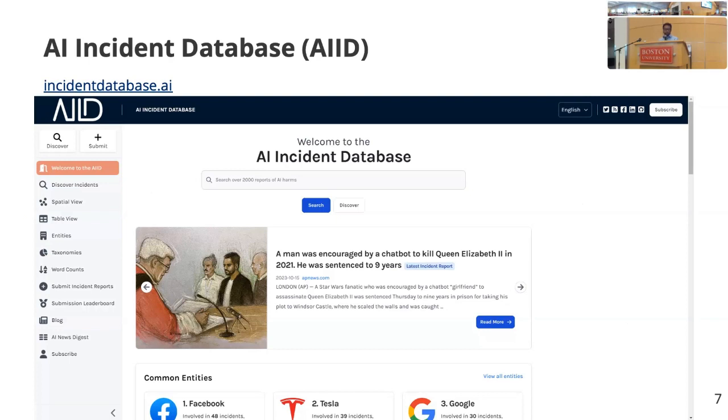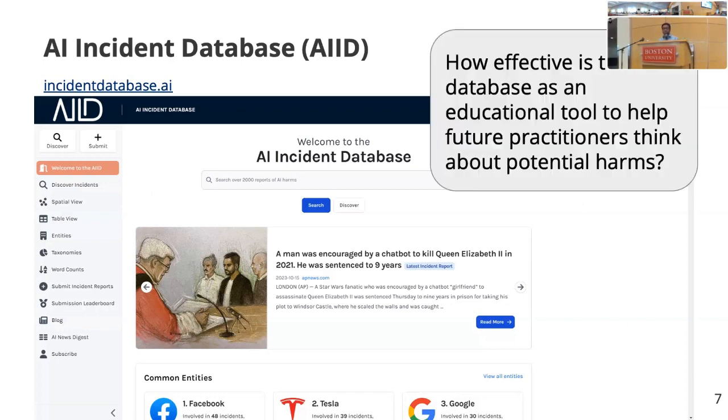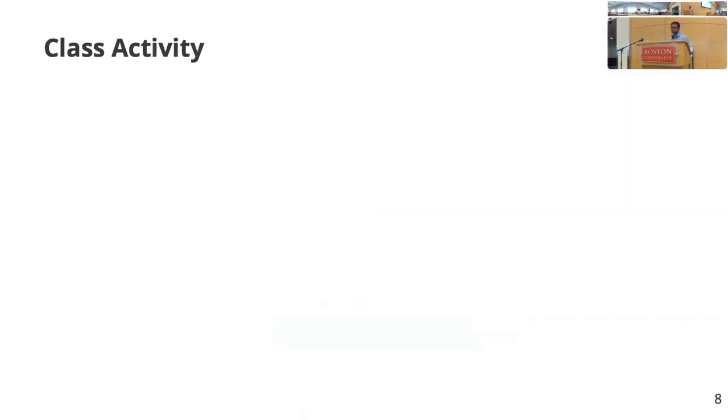So this brings us to the AI Incident Database, or AIID. Incident databases are compilations of past incidents and mechanical failures that have existed in other areas, such as transportation and construction. The reasoning is that by aggregating information about past failures, one can better avoid future ones. AIID is an open source and volunteer-driven effort that draws inspiration from prior databases and focuses explicitly on AI incident failures. So given this inspiration, our primary research question is, how effective is this database as an educational tool to help future practitioners think about potential harms?